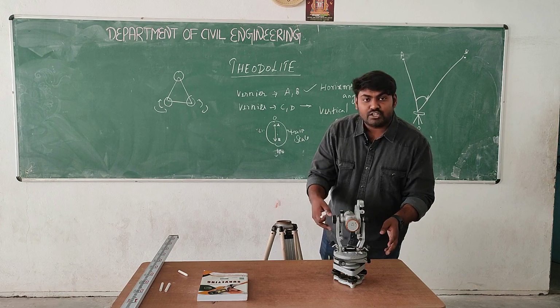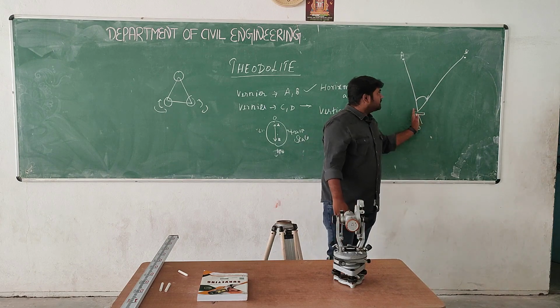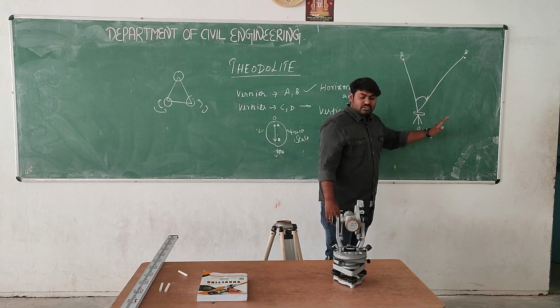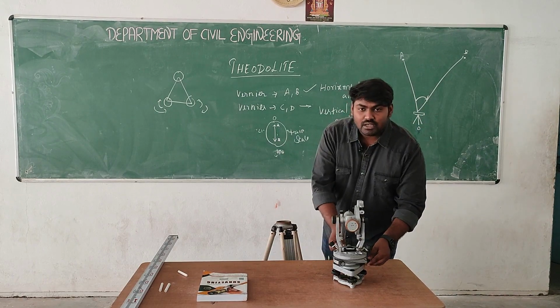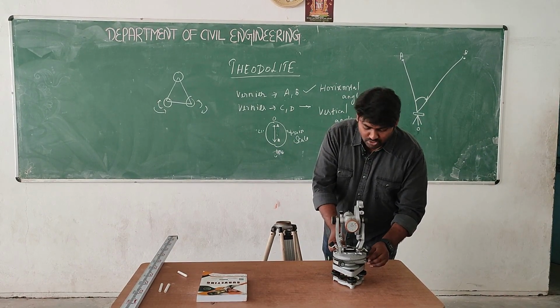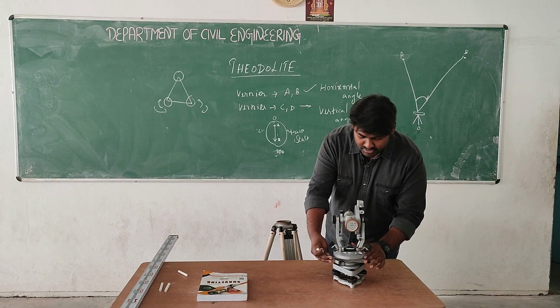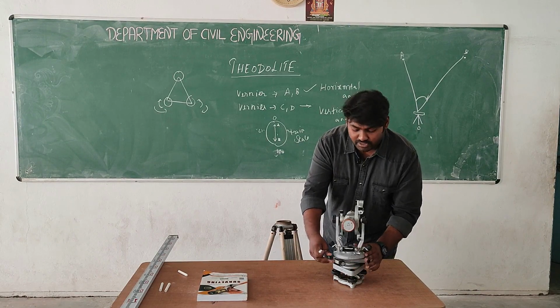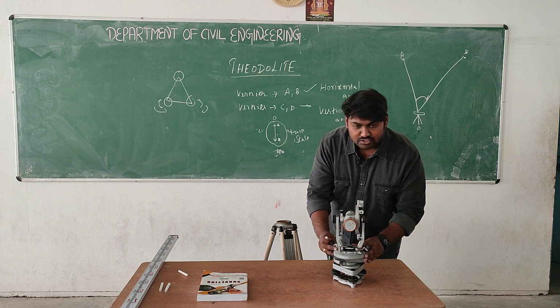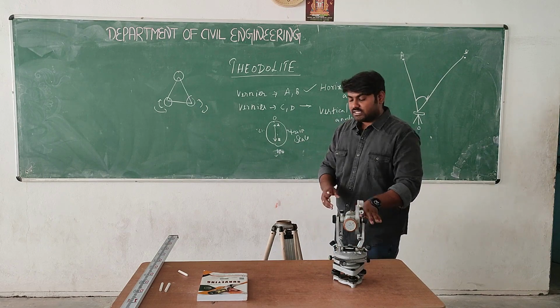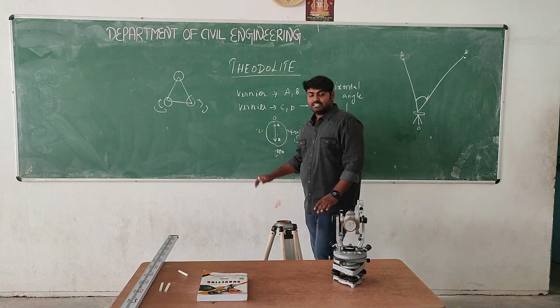If you want to take the reading from object A to B and find out the angles, we have to loosen the bottom screw. Automatically the instrument will rotate. If we tighten both, the instrument does not rotate. With this concept only we apply the angles.